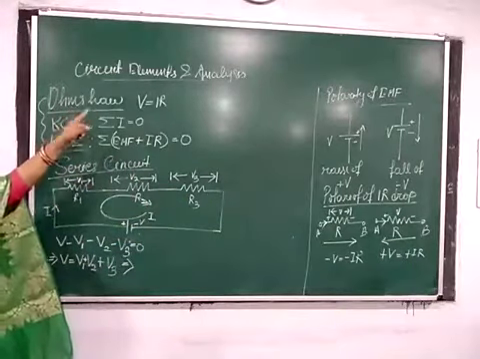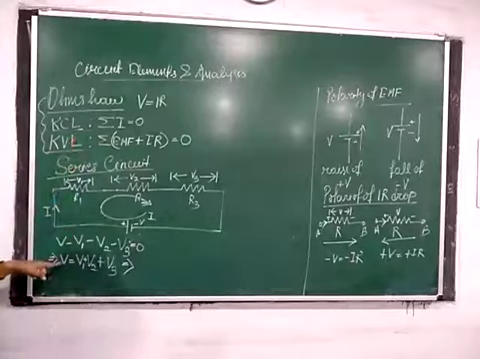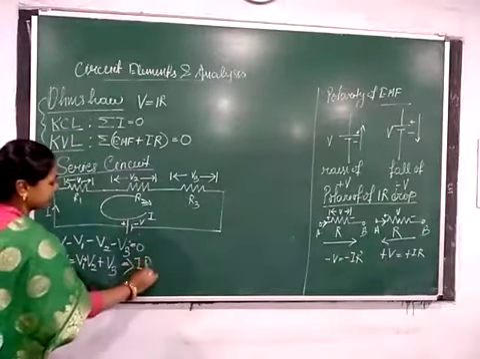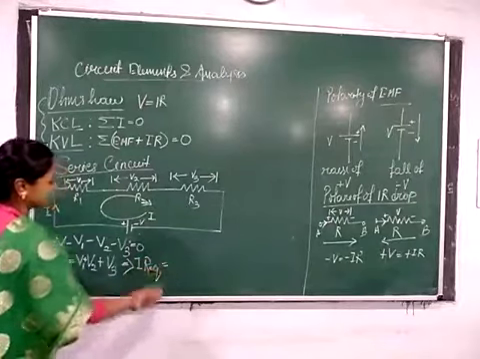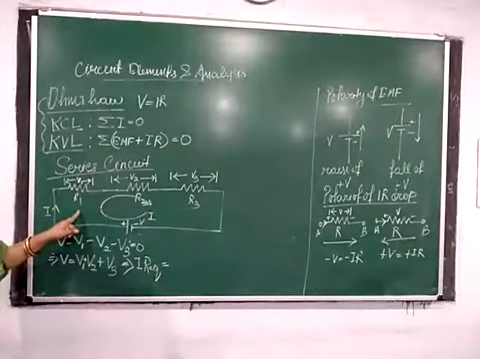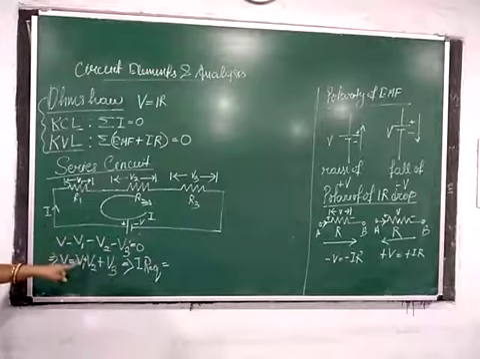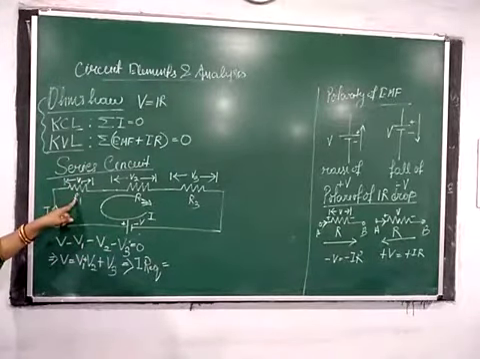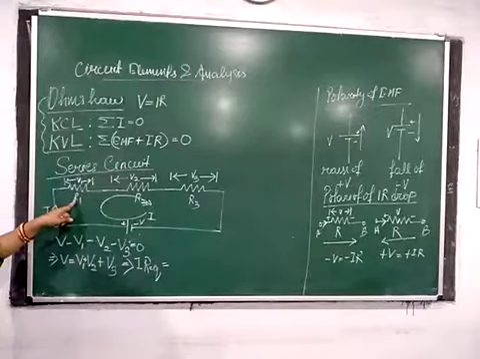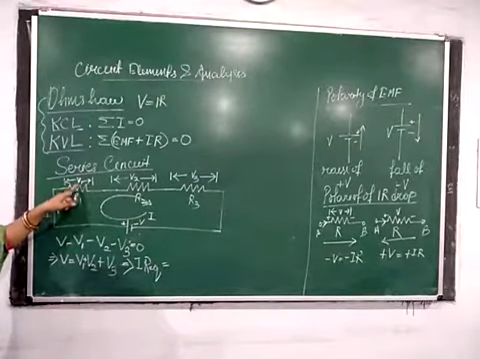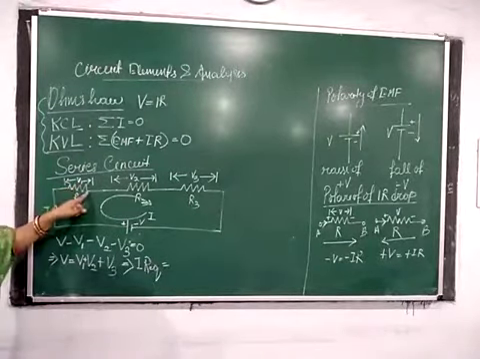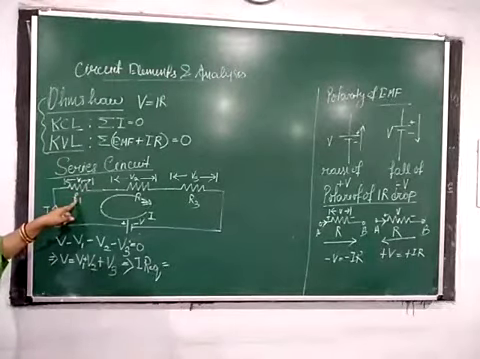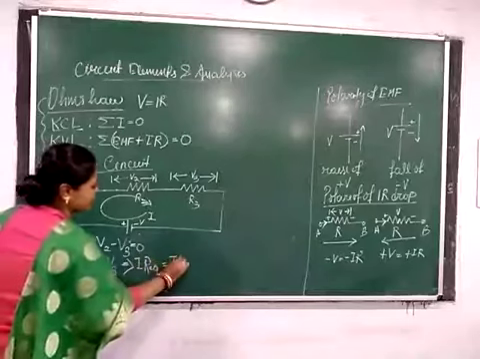Ohm's law, V is equal to IR. So this voltage V is equal to the resulting current into the equivalent resistance of this circuit. Now what is V1? V1 is the voltage drop across R1. By Ohm's law, V1 is equal to the current flowing through this resistance into its resistance. So it is I into R1.